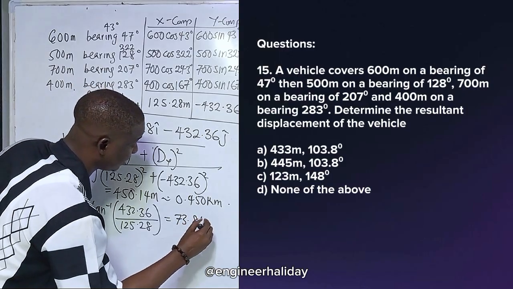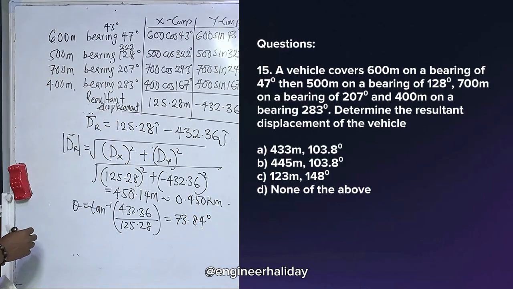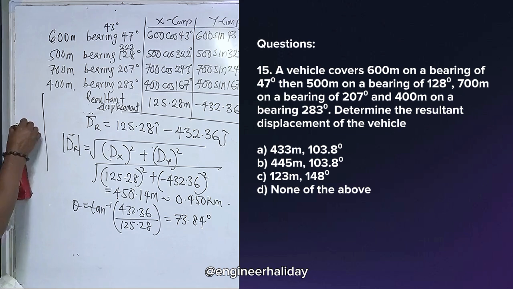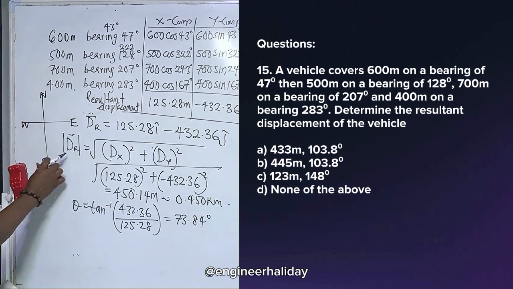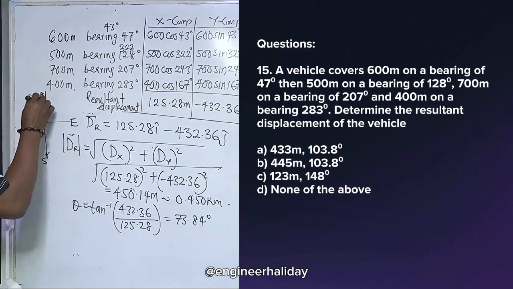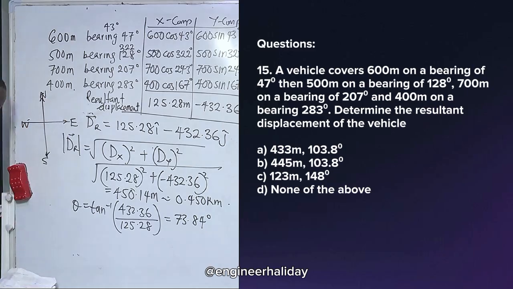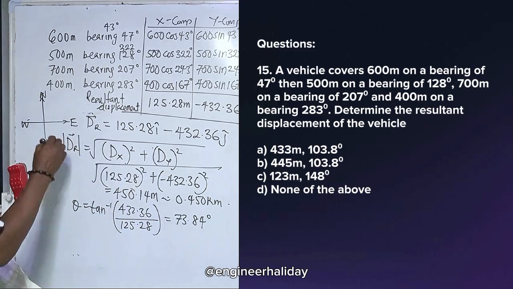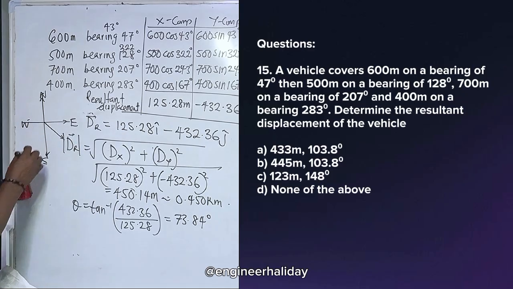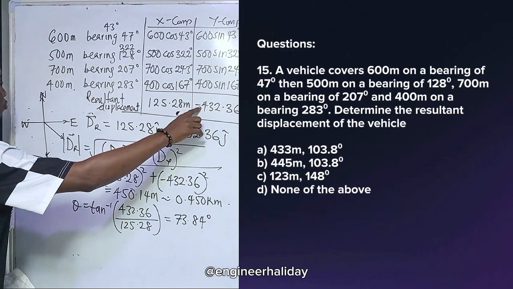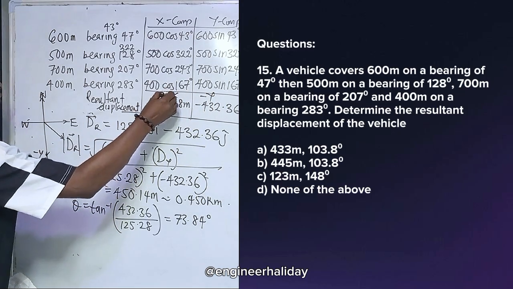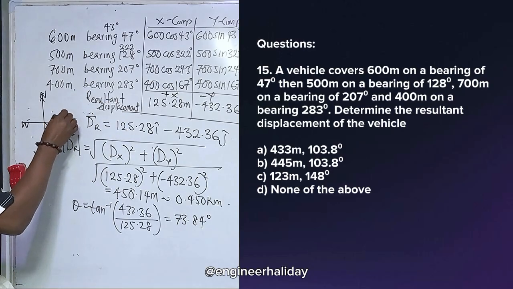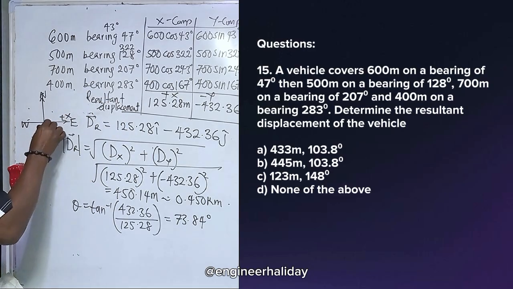73.84 degree. So that is it. Now the question is, which quadrant will you find that in? This is east, this is south, and this. Which quadrant will you find it? Fourth quadrant. Sorry for that. Fourth quadrant, so this one will go here. This is first, second, third, fourth. Why is this the fourth quadrant? Because the y is negative, and x is positive. So in that case it will be the fourth quadrant.